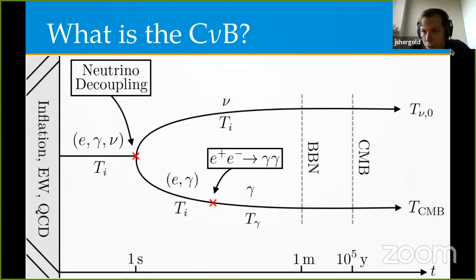One at T nu naught. Sorry, let me just move this out of the way of my screen. I think I can hide it. Sorry, yeah. One at a temperature which we're going to call T nu naught, which is the cosmic neutrino background, and one at T CMB, which is the cosmic microwave background, which we've already measured and studied quite well.